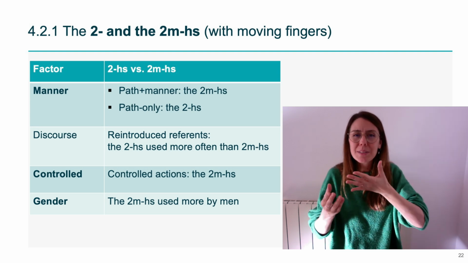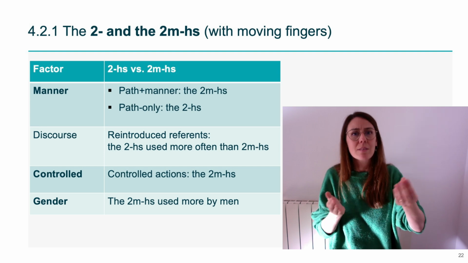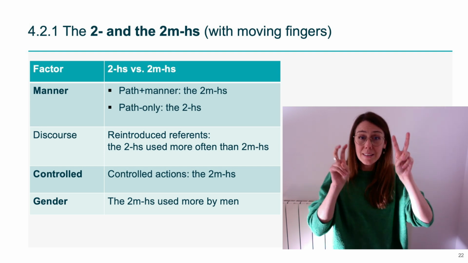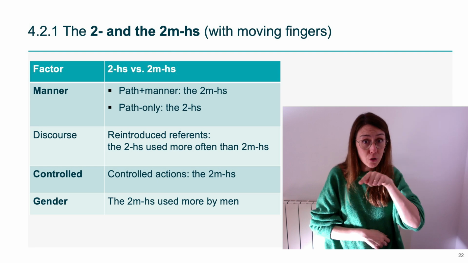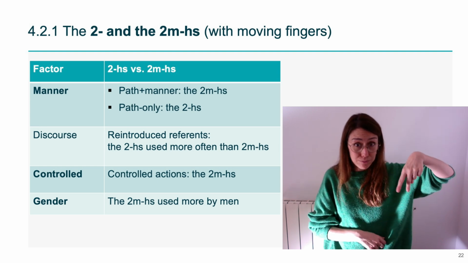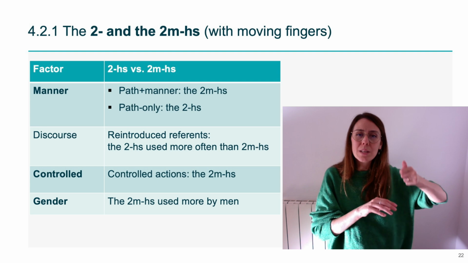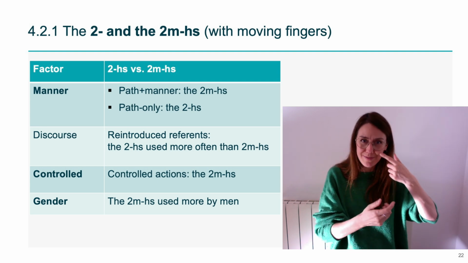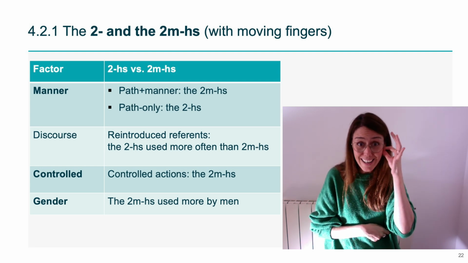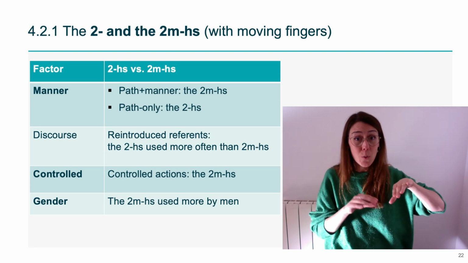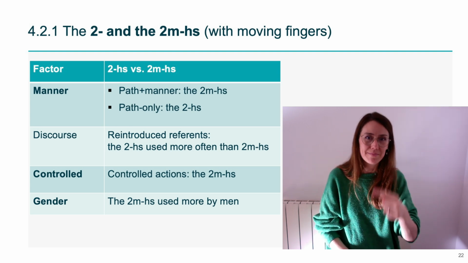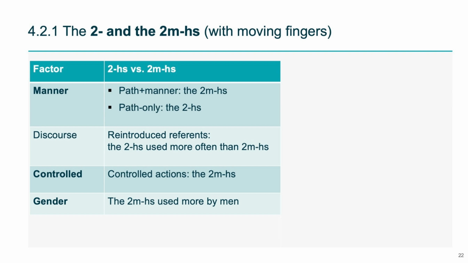As for discourse status, reintroduced reference tended to be expressed more often with the two hand shape instead of the two hand shape with moving fingers. As for controlled actions instead, they tended to be expressed more often with moving fingers. And as for gender, men tend to use moving fingers instead of the two hand shape.